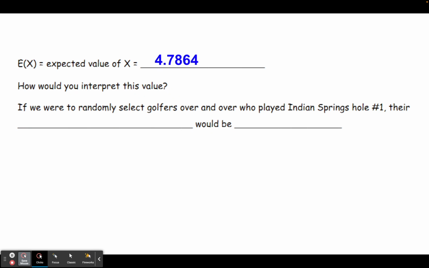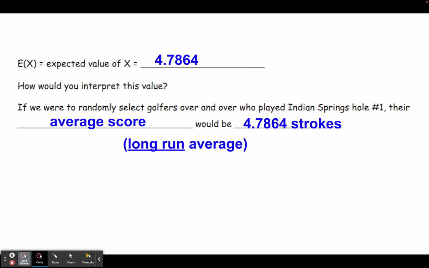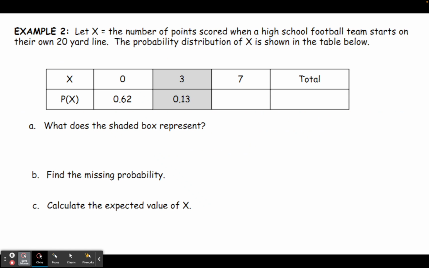So, what this means is that if we were to randomly select golfers over and over again, many, many times, golfers who played this particular hole on the Indian Springs course, their average score would be 4.7864 strokes. So, expected value represents a long run average. What would happen in the long run when many, many, many golfers play this course, or we randomly select a golfer over and over many, many times?